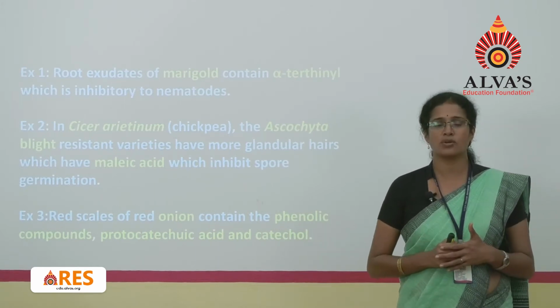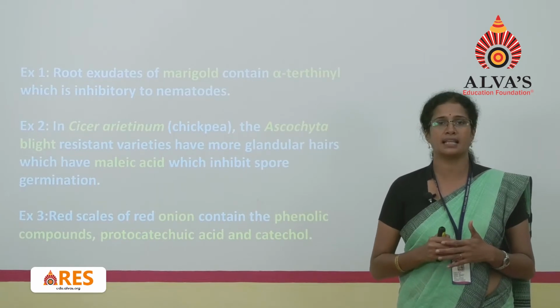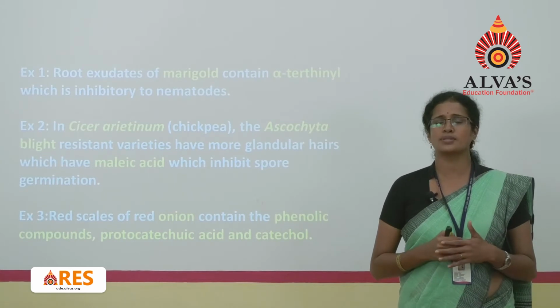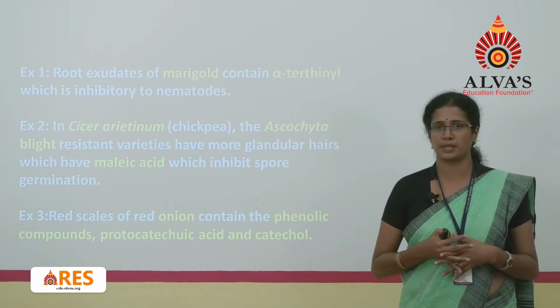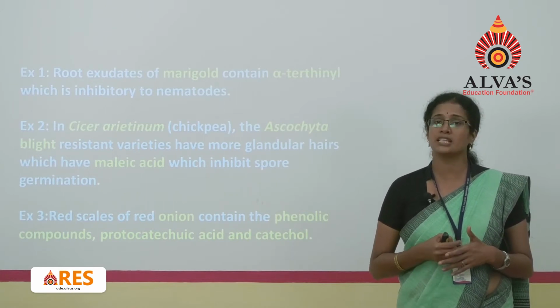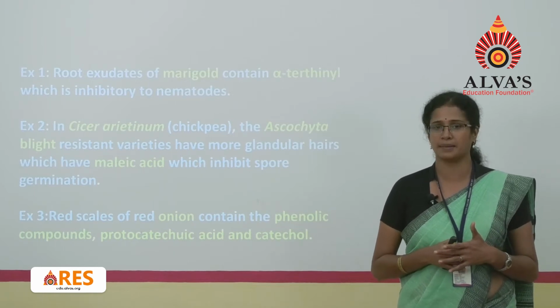Root exudates of marigold contain a chemical alpha-terthienyl which will inhibit the growth of nematodes. We can also see some other examples where the resistance of varieties of chickpea against Ascochyta blight is because of the presence of a chemical called malic acid in them.